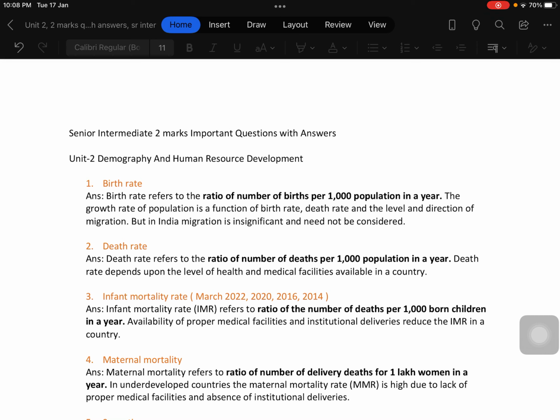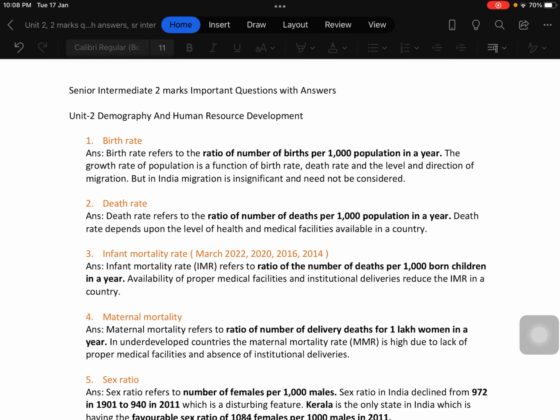So same as birth rate, but here we are calculating the number of deaths per 1000 population. So death rate refers to the ratio of number of deaths per 1000 population in a year. Death rate depends upon the level of health and medical facilities available in a country. The more advanced the availability of health and medical facilities in a country, the lesser will be the death rate, and vice versa. The next question is infant mortality rate, IMR.